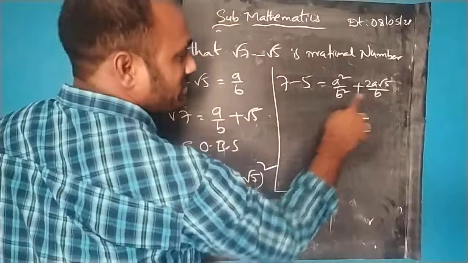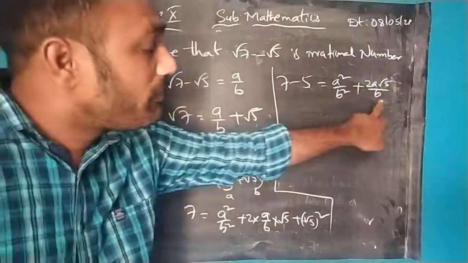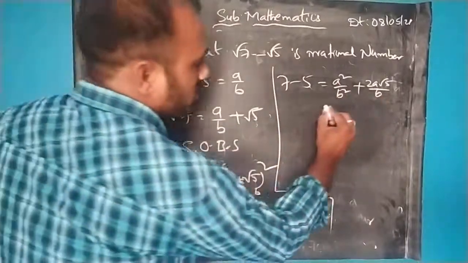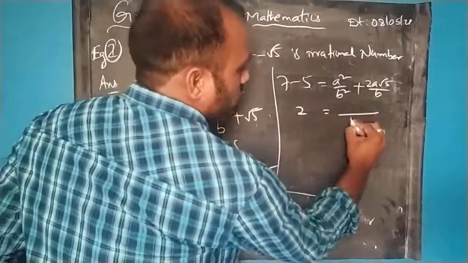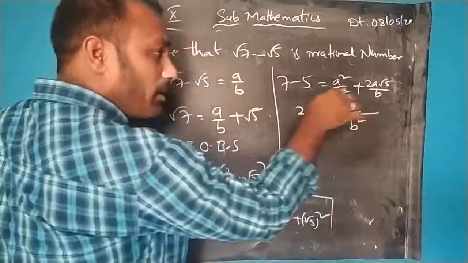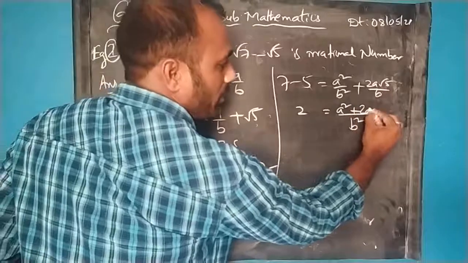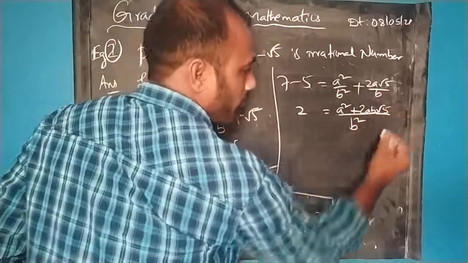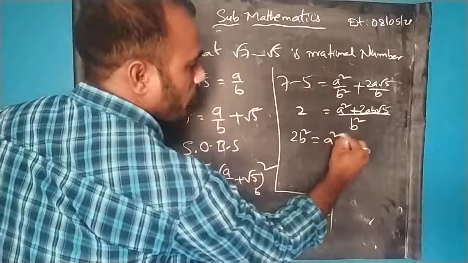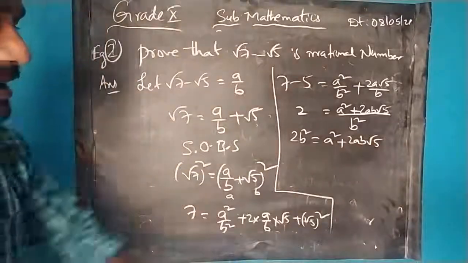So what is the LCM? Always, as I already mentioned yesterday, the LCM of the variables will be the highest power. So what is the highest power between these two? b square is the highest power. Here b square is there, so write the numerator as such. Here I want b square, so I have to multiply by b. b into b will become b square. So in the numerator it will become 2ab root 5. So this can be transposed to this side, it will become 7b square minus 5b square is equal to a square plus 2ab root 5. So we are interested in this root 5.